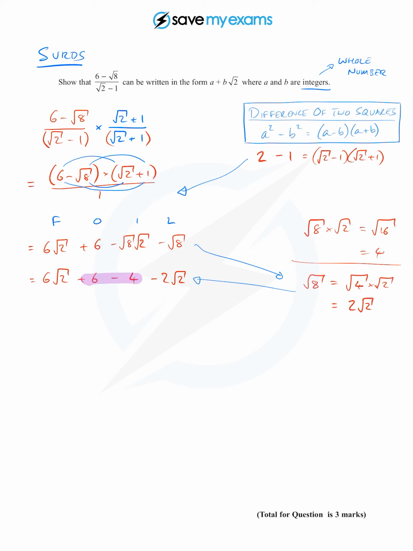6 minus 4 is 2, and then I've got 6 root 2 minus 2 root 2, and 6 take away 2 is 4. So this is 2 plus 4 root 2, and that is in the form I wanted it, which is a, which is 2, plus b, which is 4, times root 2. And we are done.